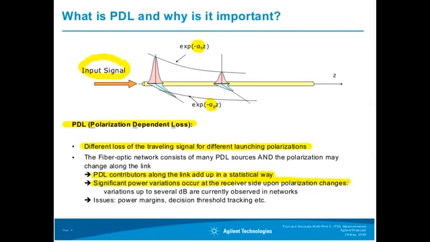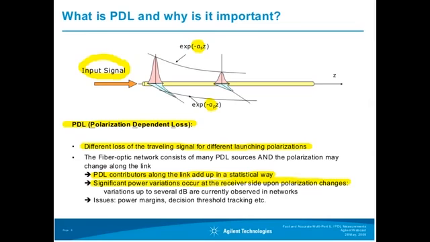Variations of several dB are currently observed in networks, and that means that at the receiver the power level moves up or down by several dB, and therefore the power margins have to be budgeted accordingly, and also the decision threshold of the receiver has to be able to track these changes, for example. And these are severe issues when you're getting closer to the physical limitations of the transmission, as we discussed before. So PDL is important, and now we have the question, how do we test PDL?